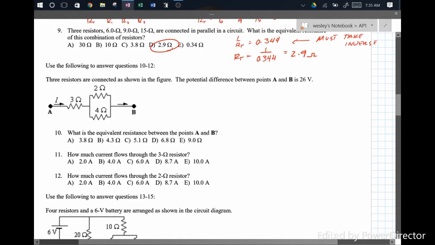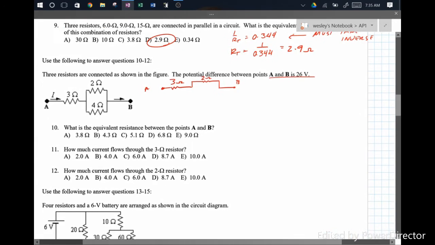Use the following to answer questions 9, 10 through 12. Three resistors are connected as shown. The potential difference between these points is 26 volts. So if we could redraw this and give ourselves point A, 3 ohms, 2 ohms, point B, but the 2 ohms is in parallel with 4 ohms.